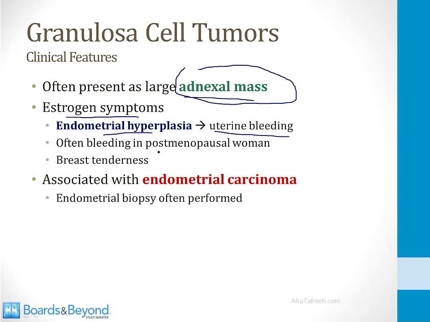It often leads to bleeding in postmenopausal women, so women who are postmenopausal don't menstruate any longer. If they start to menstruate, you have to worry about endometrial hyperplasia, and one of the causes of endometrial hyperplasia is granulosa cell tumors. You also have to worry about an endometrial carcinoma in a postmenopausal woman who develops uterine bleeding. And then finally, there may be breast tenderness, and this is from estrogen stimulating the breasts.